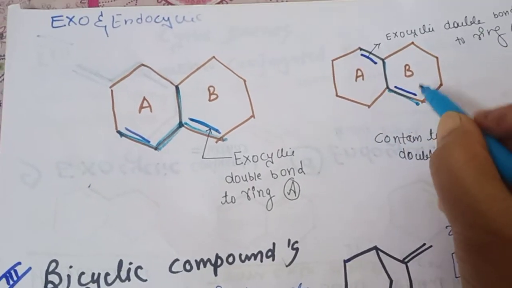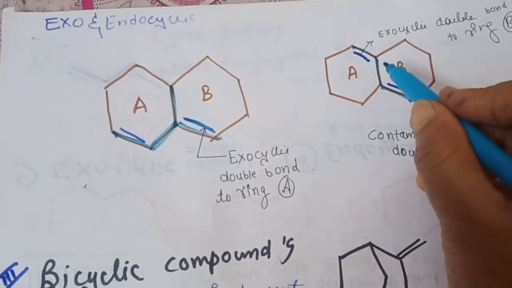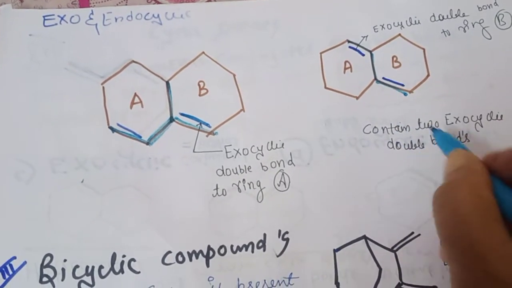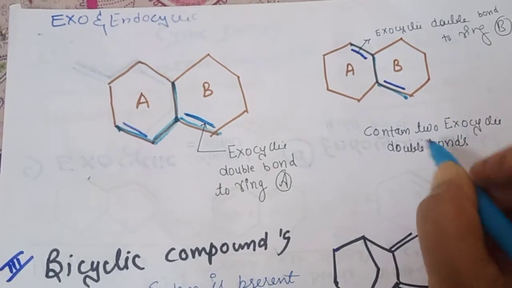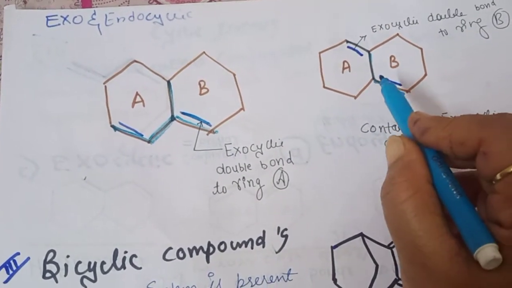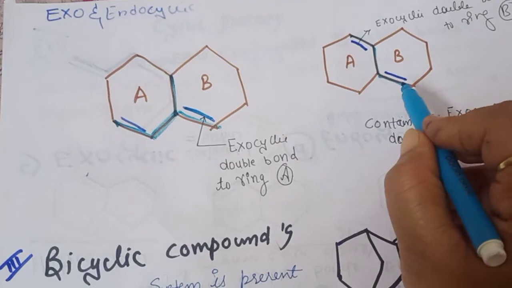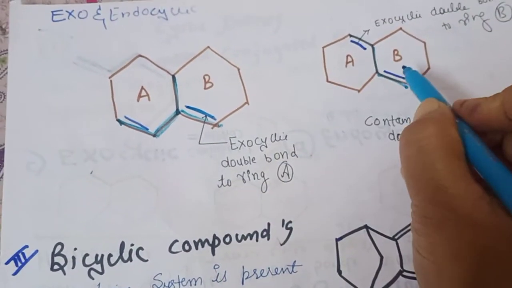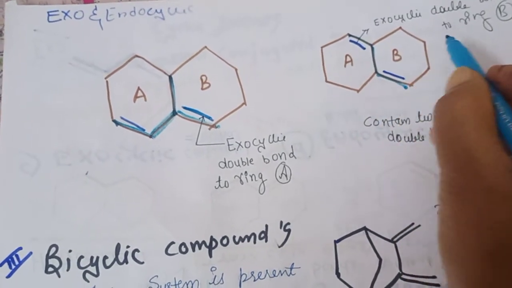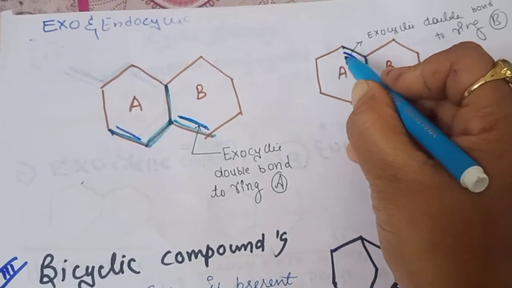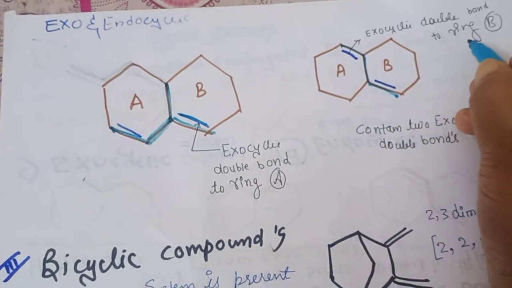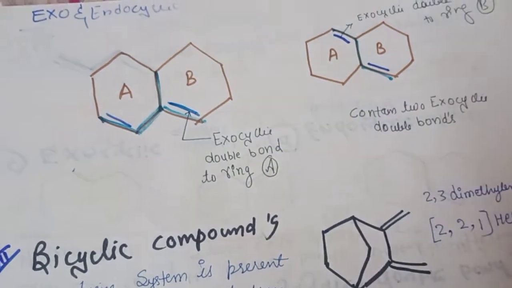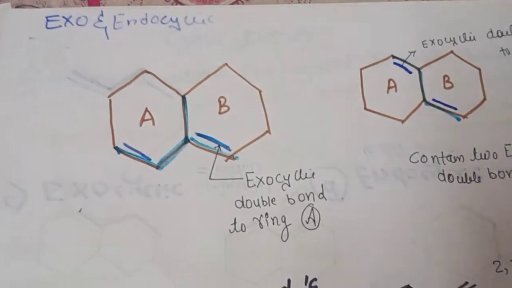Okay, so now this is the B ring, this is the A ring. In the B ring, this bond is directly attached to A. So there are two exocyclic double bonds. This double bond we can say is exocyclic for ring A. Is it becoming clear to you? Like this bond was, this bond is exocyclic for ring A. Similarly, this bond is exocyclic for ring B. This double bond, the blue line, is exocyclic for B. And this blue line is the exocyclic double bond for ring A. So you have to understand this.